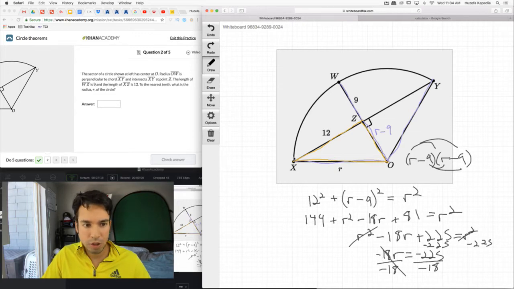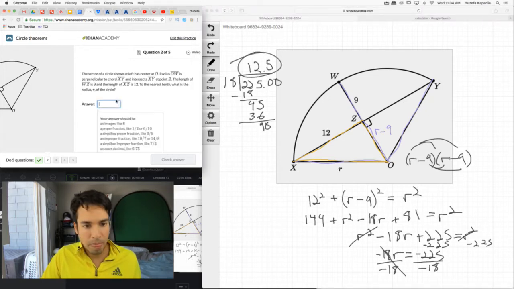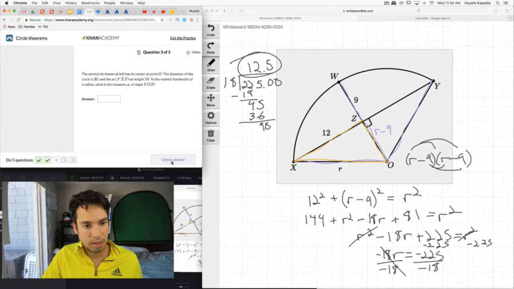Oh, it's a no calculator question to the nearest tenth, so we have to do that division. So that's basically 225 divided by 18. 18 goes into 22 once. Bring down the 5. That goes in twice. That's 36. 45 minus 36 is 9. Bring down the 0. And that's 5, so it's 12.5. Let's see if that's right. That seems to make sense. That means this value is 3.5. Let's see if that is correct. Yes. All right, sweet.